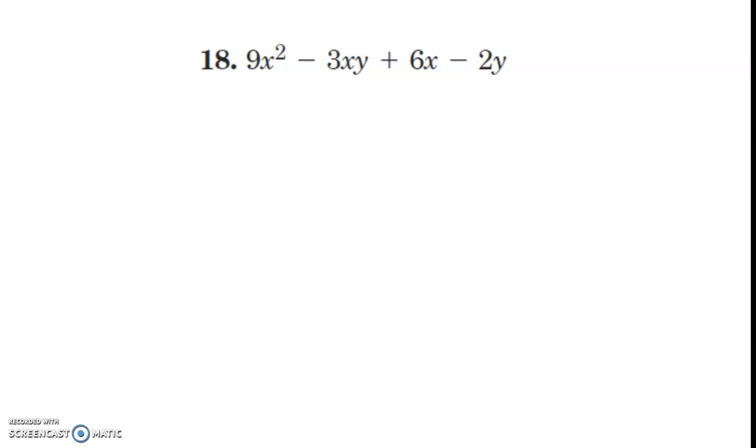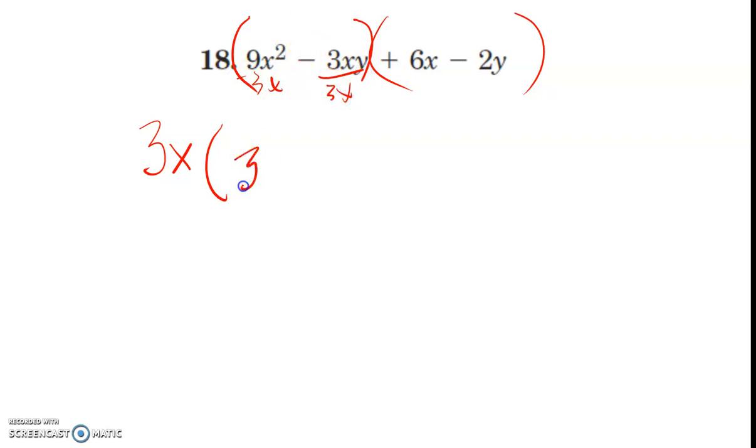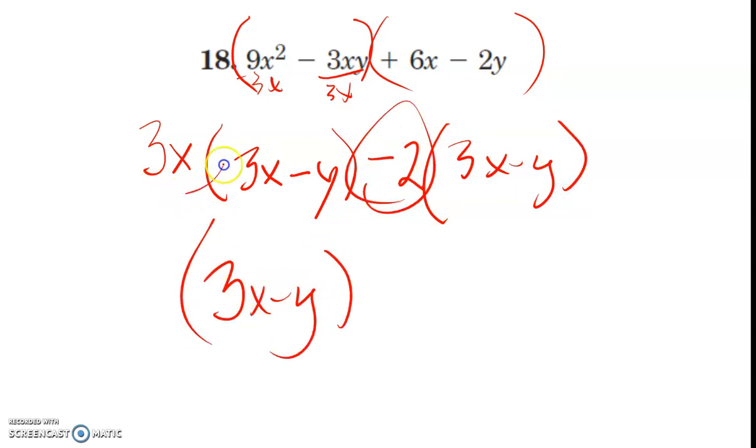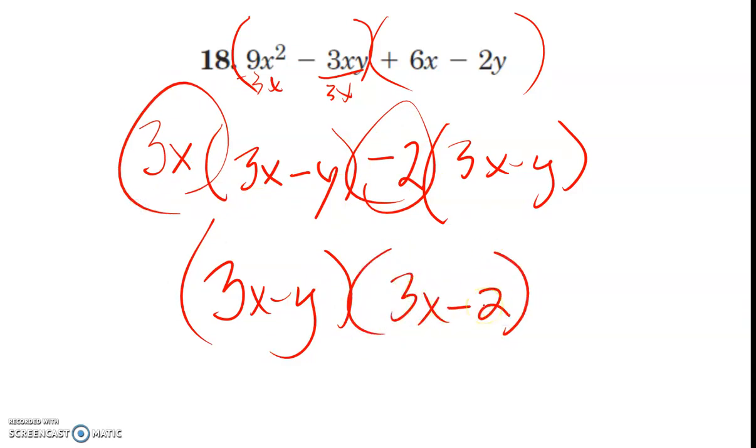Let's try number 18. Again, looking for a GCF. This one shares a 3 and an x in common. So if I divide by 3x for both, that leaves me with a 3x minus y. I need a 3x minus y in the other one. They share a 2 in common. That leaves me with a 3x minus y. Take out the 3x minus y, and what is left over? 3x minus 2, final answer.